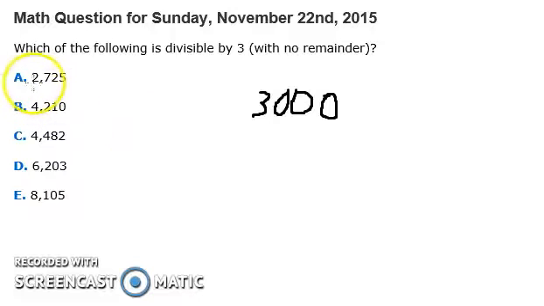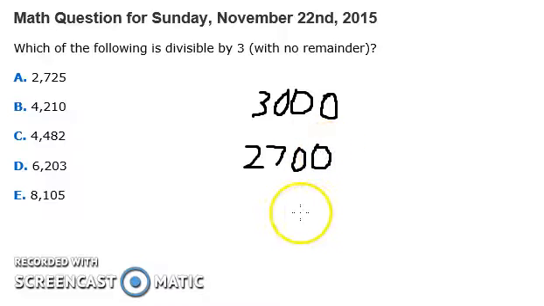So if you look at this first one, the first two digits here are 27. 27 is a multiple of 3, because 3 times 9 is 27. That also means that 2,700 is a multiple of 3. So then all we have to do is check here.